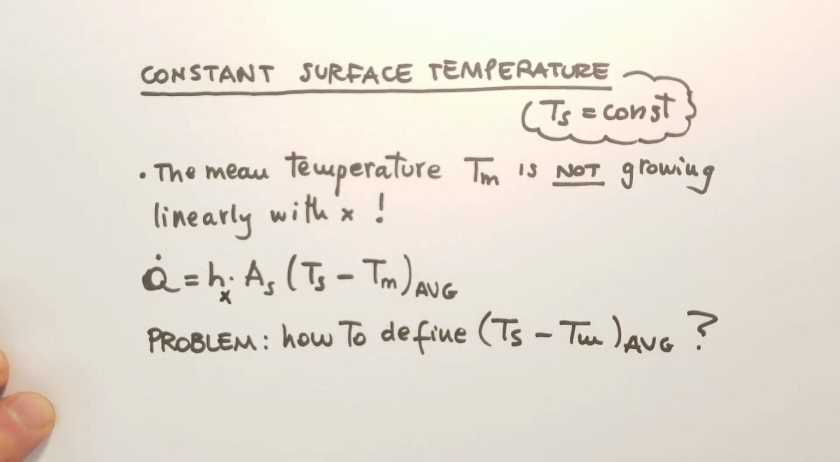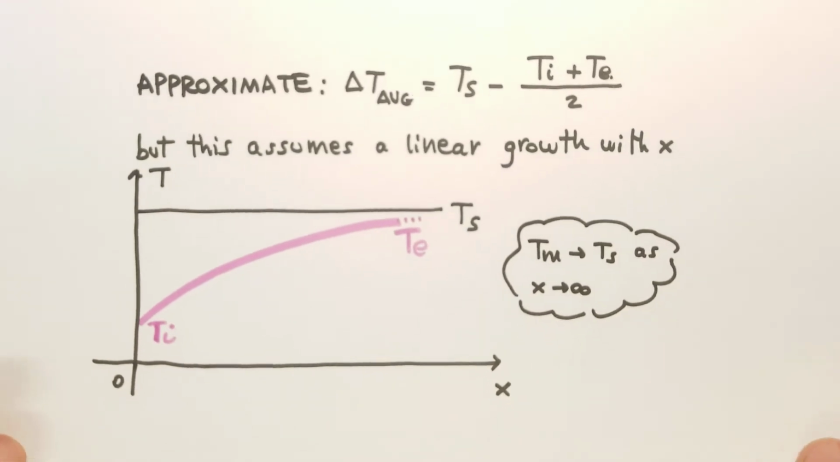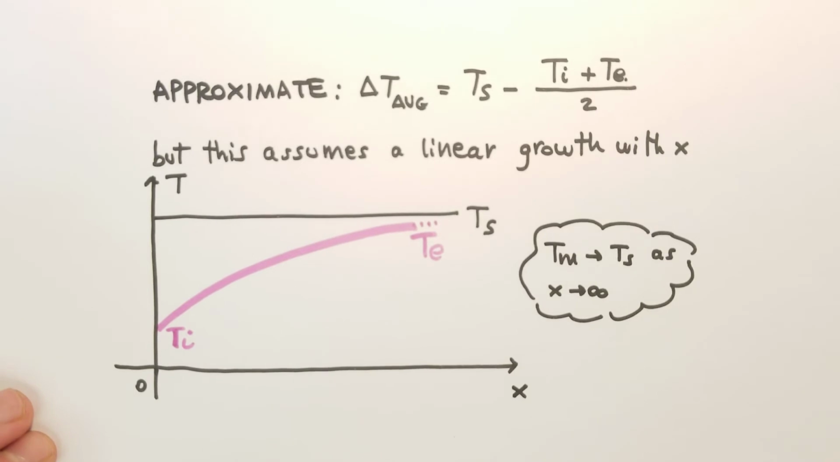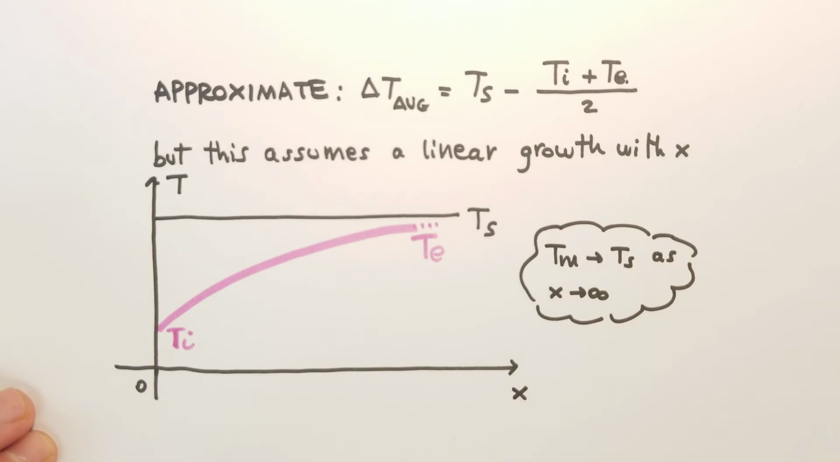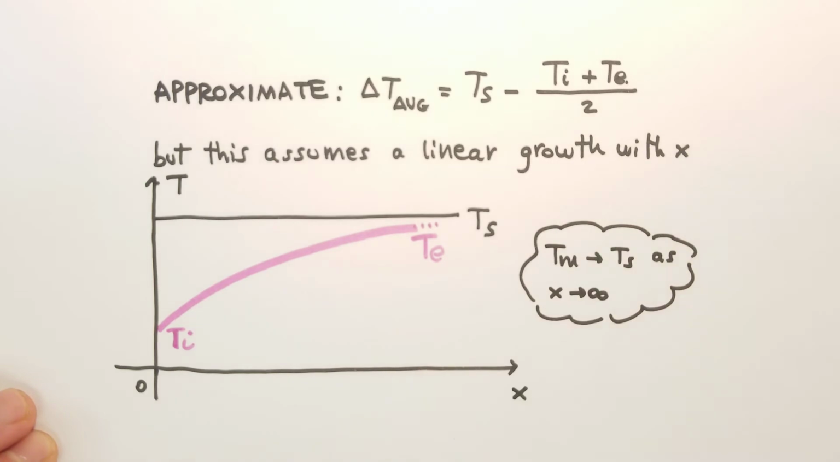Because in the constant heat flux, this difference here did not depend on x, but now we have an undefined growth. So one way to do this is to define an average temperature. This is just an approximation. We assume the growth to be linear, and we define a temperature difference between Ts, an algebraic difference between the mean temperature at the exit and the mean temperature at the inlet. But this growth is only an approximation, because the growth we see here is not linear.